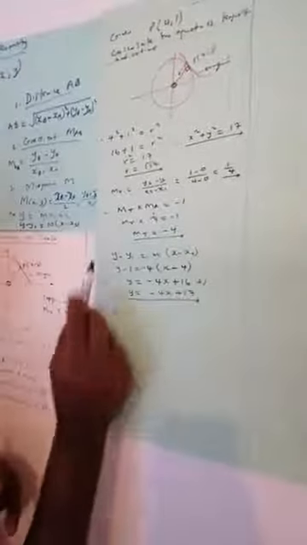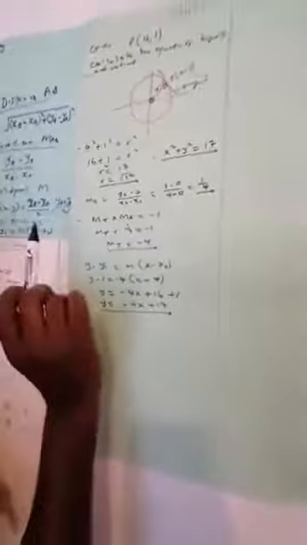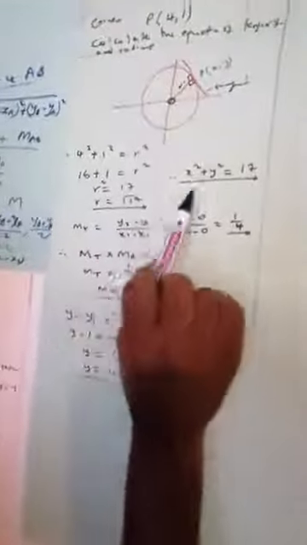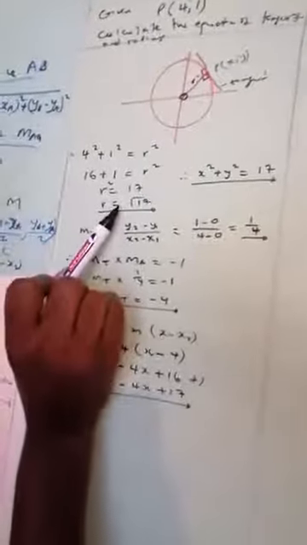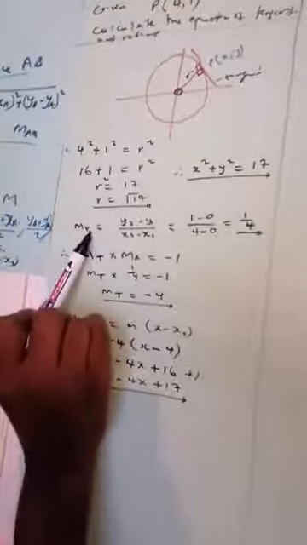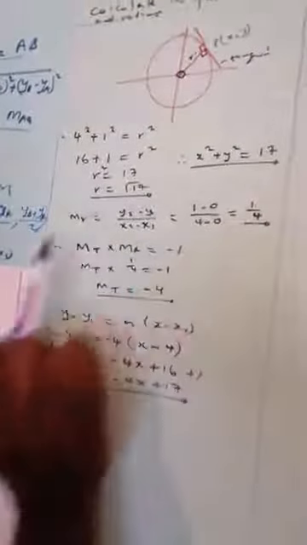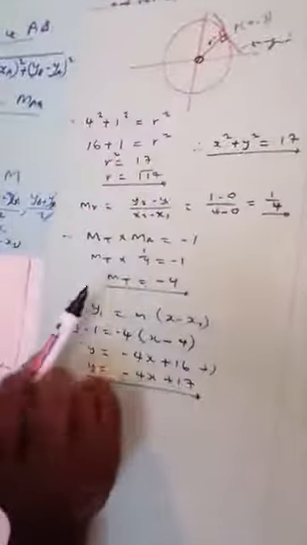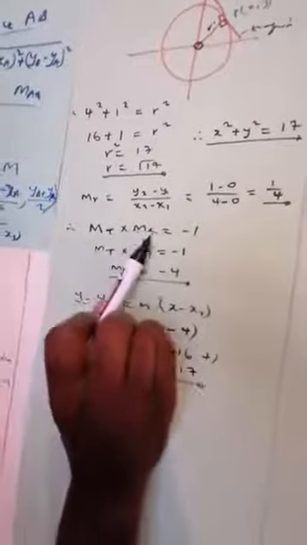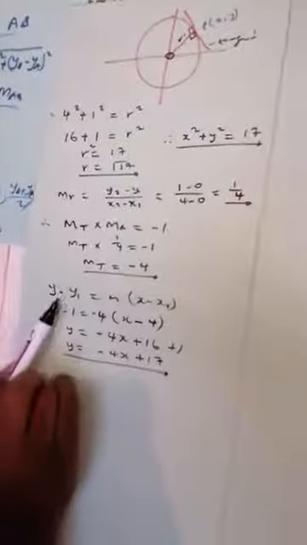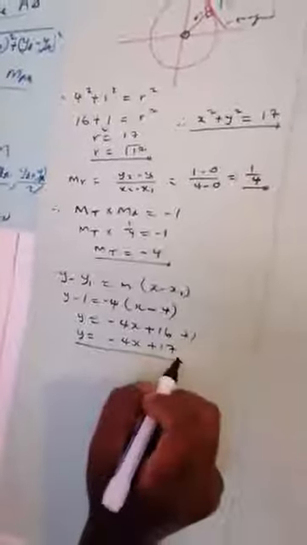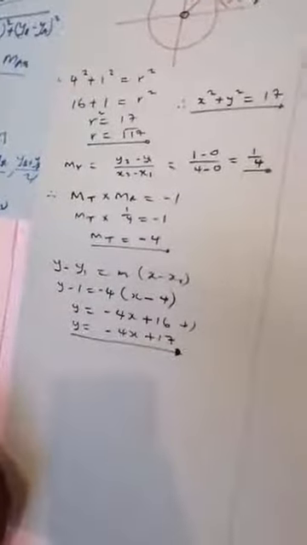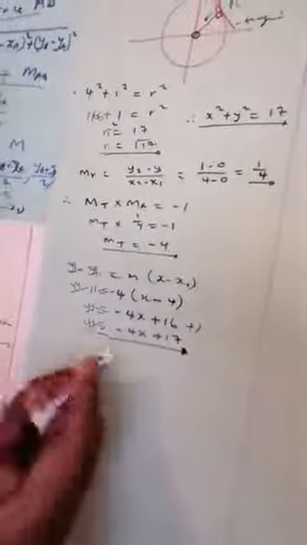That is from the origin. First of all, we calculated the equation of the circle, which is x squared plus y squared equal to 17, after calculating the radius. Then we calculated the gradient of this radius, and after that mt times mr is equal to -1. Then we calculated the equation of the line, that is the tangent.